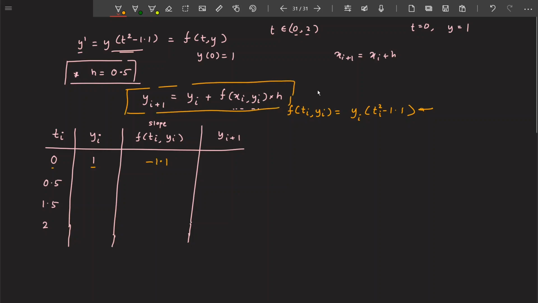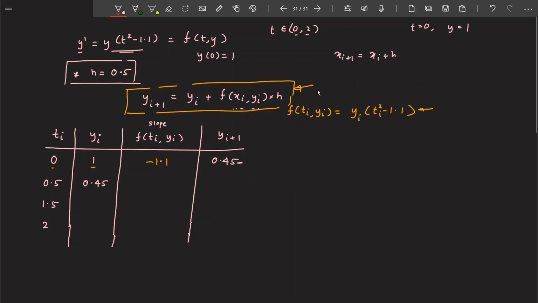Now if you see the next column, what you want is yi plus 1. So you have value of yi, you have value of function, you have the value of slope. So if you have both the values, you're going to substitute those values in this equation. You also know the step size. Step size is 0.5, and you'll find out that the value that you're getting is 0.45. So this is the value of yi plus 1. Now for the next iteration, this value 0.45 will come here.